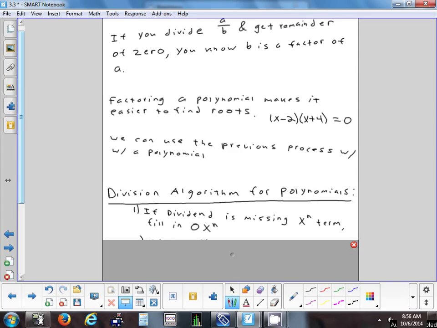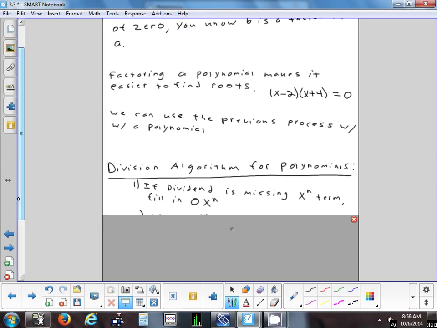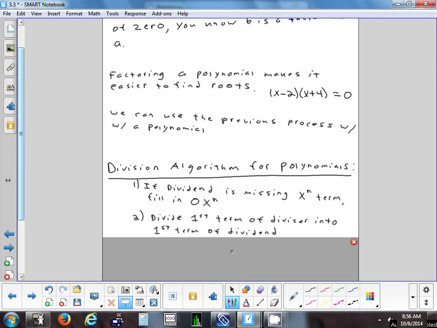The first thing when you're dividing polynomials, if your dividend is missing a term, you need to fill in a 0 for that term. If you don't, you're not going to have nice columns to line things up in. So if your highest degree term, let's say, is an x to the 4th power, you need to have every power below that: x cubed, x squared, x, and the constant. If you're missing one, fill in a 0 for the one you're missing. So that's before we even start the problem, just setting it up.